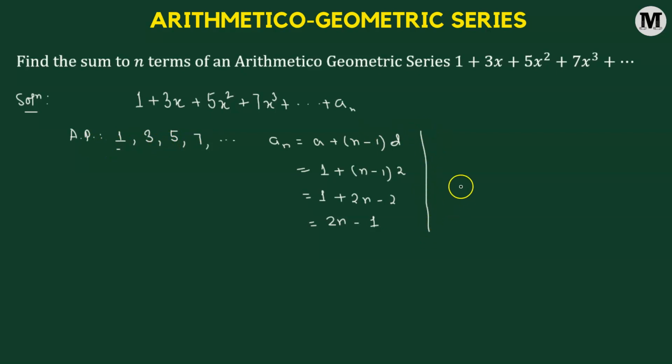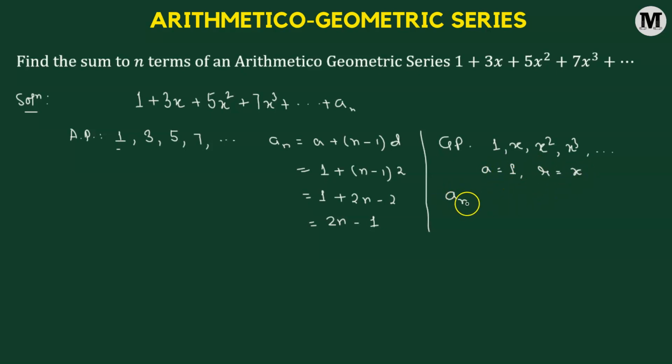Similarly, we will find the corresponding geometric progression. For the geometric progression, we take the first term as 1. Then the second term: here we have a product of 3 and x, so we only consider the variable x. In the third term, we consider the variable x squared. And the fourth term, x cubed. So this keeps on going. So this is a geometric progression whose first term is 1, and the common ratio, denoted by r, is equal to x.